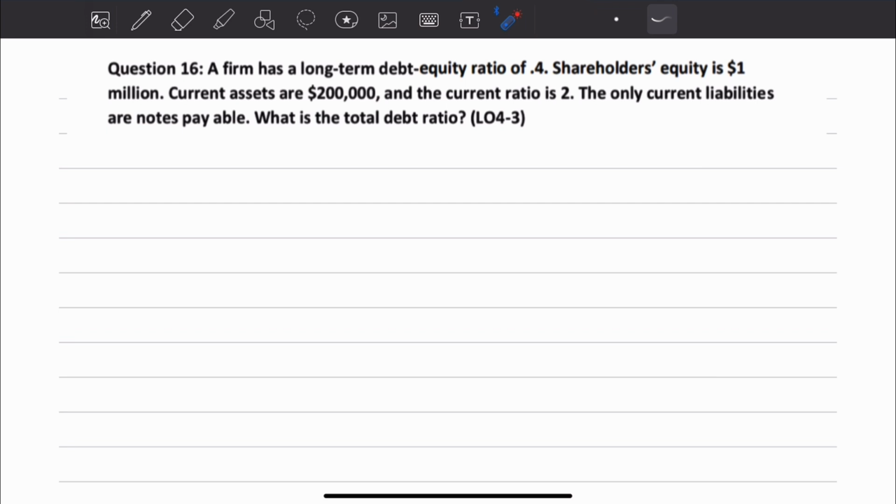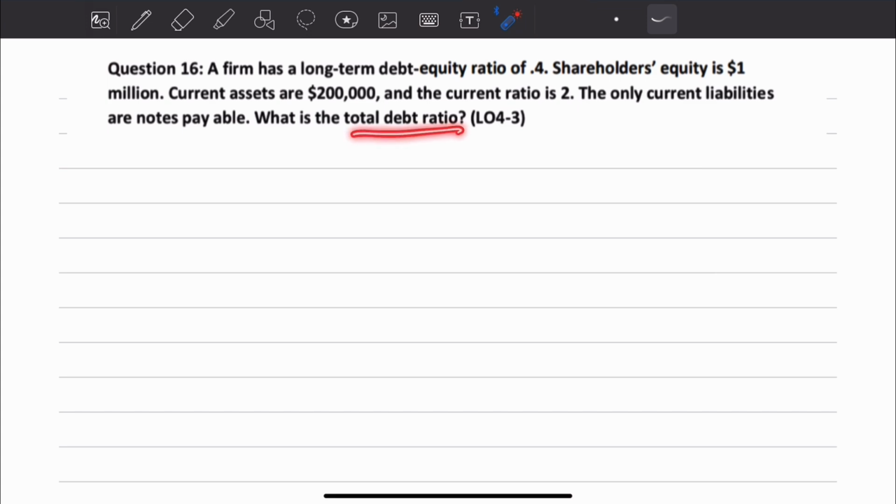It says a firm has a long-term debt to equity ratio of 0.4. Shareholders' equity is 1 million. Current assets are 200,000 and the current ratio is 2. The only current liabilities are notes payable. What is the total debt ratio?